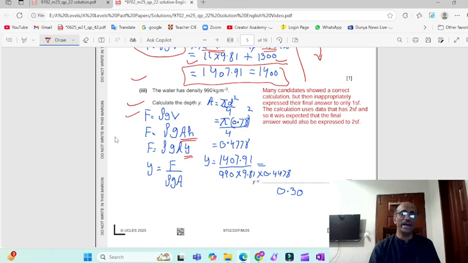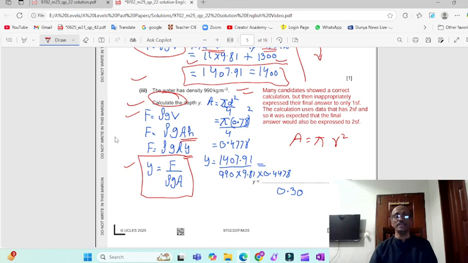In this case, the height or the depth is y. So I will make y the subject. Whenever they say calculate or show that, make that variable the subject of the equation. Now area is not given. The formula for the area is pi r square, and the other one is pi d square by 4, because diameter is given. So I will use the diameter directly over here.